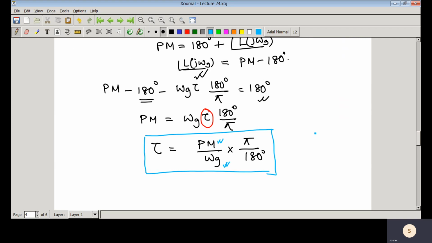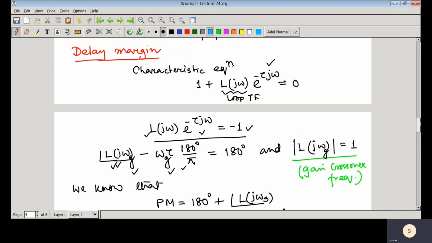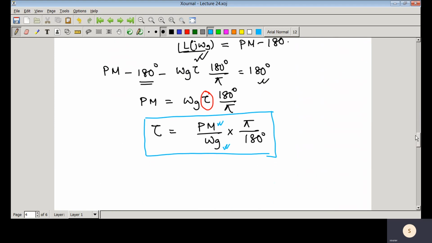So from this particular concept, that is the delay margin, one thing we have understood is that if we increase omega G, that means if the gain crossover frequency is increased, then later on we will discuss that when omega G is increased, bandwidth will be increased. Bandwidth increased means the system becomes fast. But in turn, if the system becomes fast due to increasing omega G, we can see that this delay margin will be reduced.